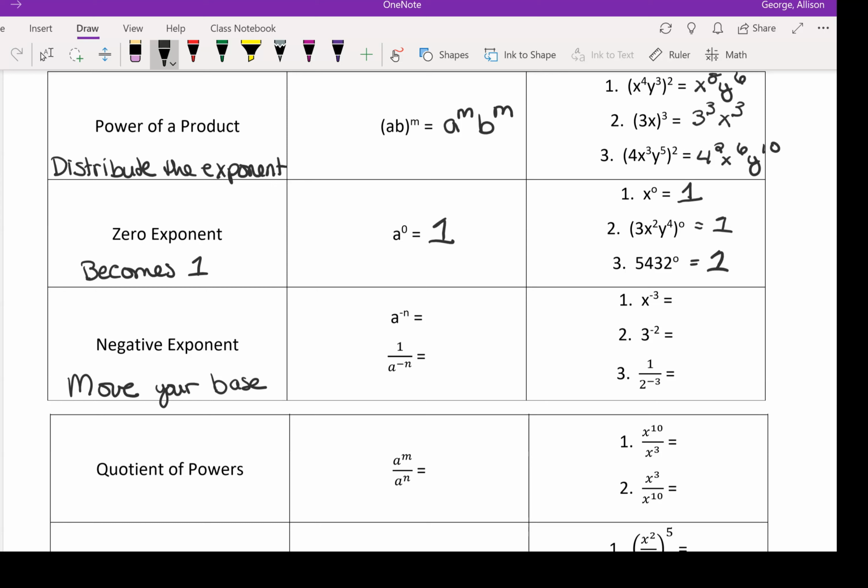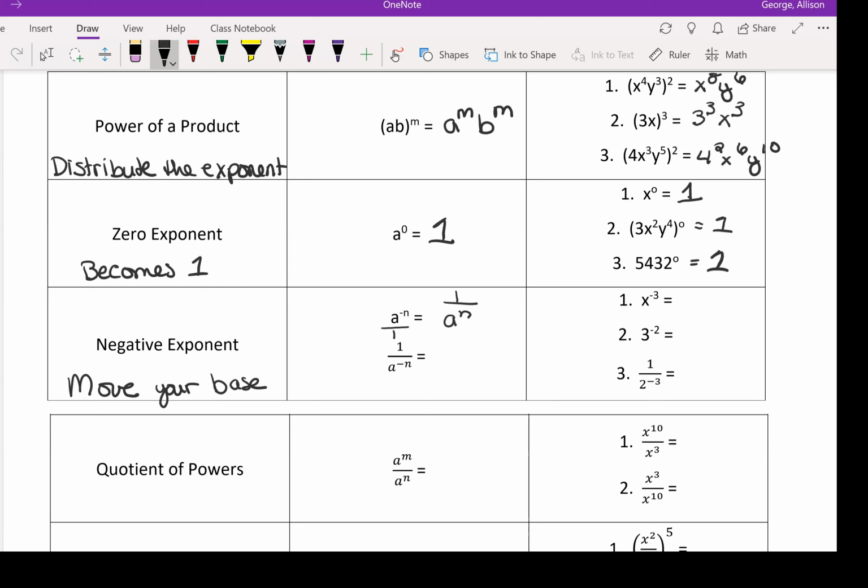So a to the negative n would be 1 over a to the nth power. It wasn't a part of a fraction, but we know anything by itself can be written as over 1. So we took it and moved it to the bottom. We have to have something on top of the fraction; it can't just be empty. So we use 1 as a placeholder.